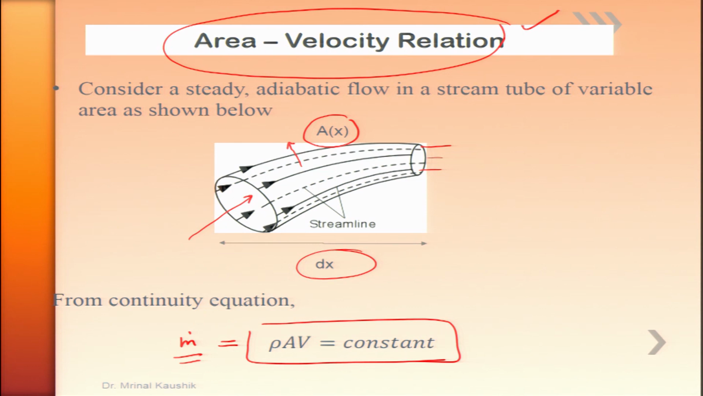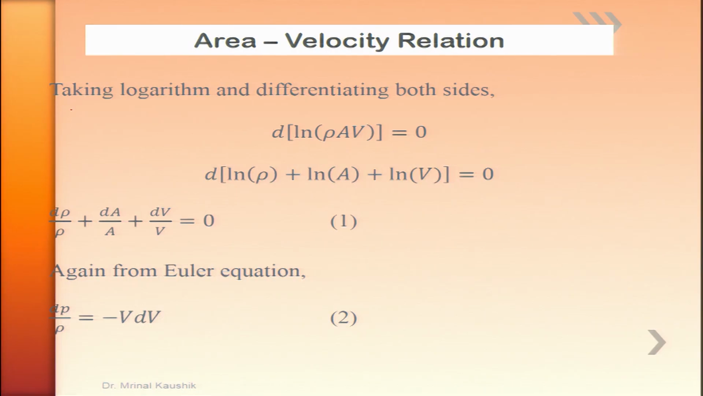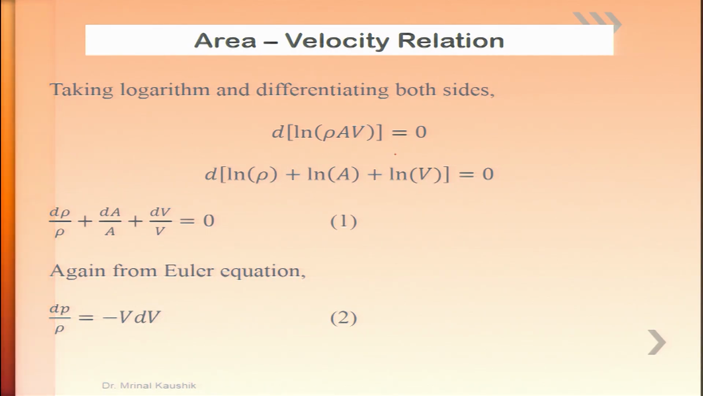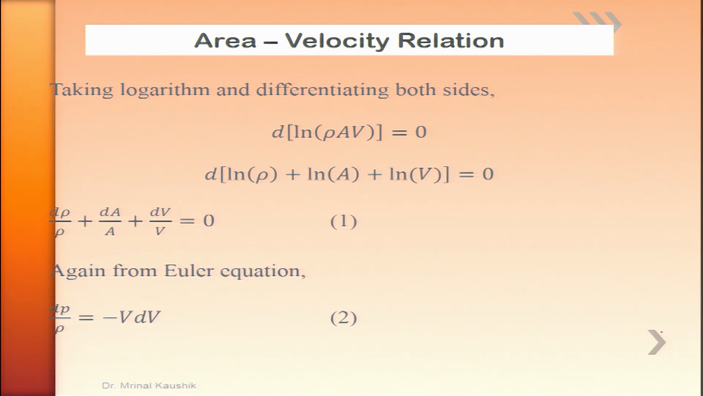Let us move ahead. rho AV is equal to constant, where rho is the flow density, A is the area, and V is the velocity. Now, taking the logarithm on both sides and then differentiating, ln of rho AV gives ln rho plus ln A plus ln V. When you differentiate, it leads to this form. Let us call this equation 1: d rho by rho plus dA by A plus dV by V equals 0. Please look carefully, we are going to derive a very important relation for compressible flow or gas dynamics.